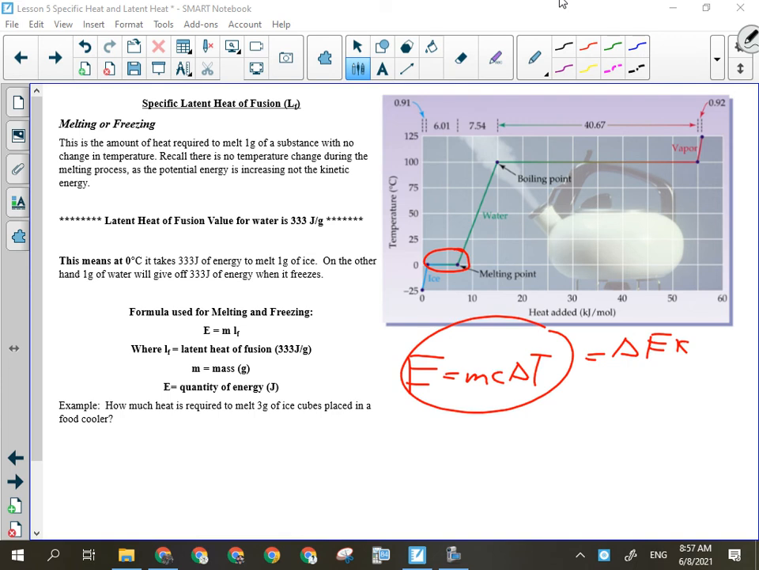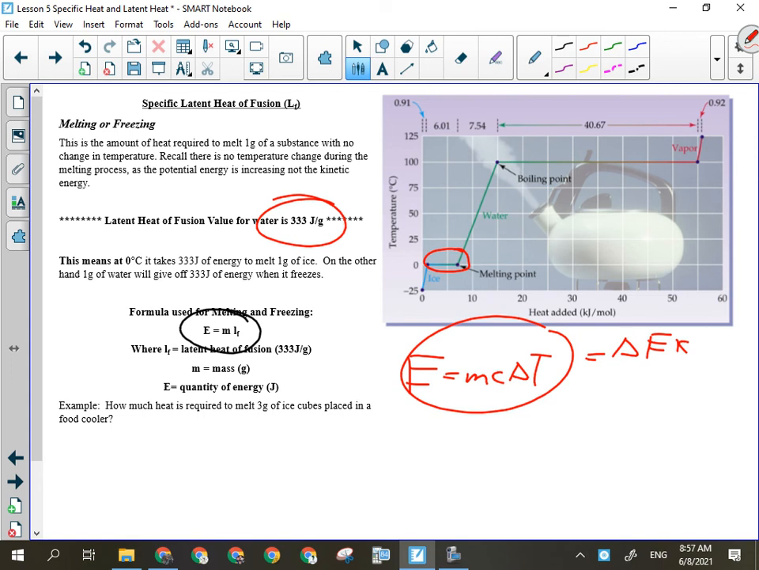All right. So if I was going to calculate how much energy would be required to melt 3 grams of ice, I would use this formula. E equals m, which is mass in grams, times LF. This is LF, 333 joules per gram. You don't have to memorize that. It's on your formula sheet.